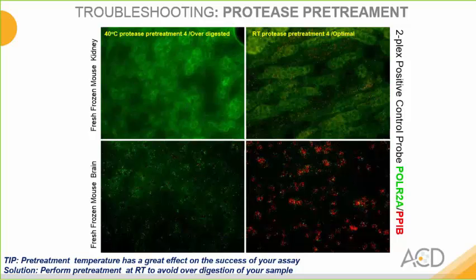On the left, protease digestion is actually performed at 40 degrees, and the tissue is completely over-digested. Not only do you not have any punctate signal, you can see an increase in background. On the bottom here is a fresh frozen mouse brain tissue. As you can see, the background is very clean and the signals are very beautiful and punctate. And again, with over-digestion, what you get is this increase in background and decrease in signal.